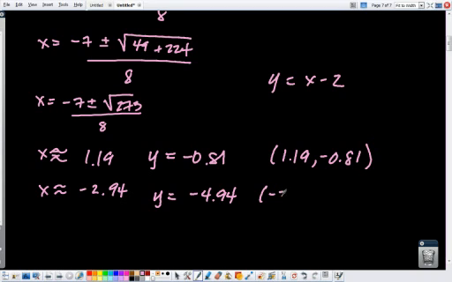Okay, so my coordinates are (1.19, -0.81) and (-2.94, -4.94), and I should plug these back in to make sure that they work in the other equation as well. So I would do that if I were not doing a screencast and trying to keep the time short. All right, so I hope this helped you prepare for the exam.